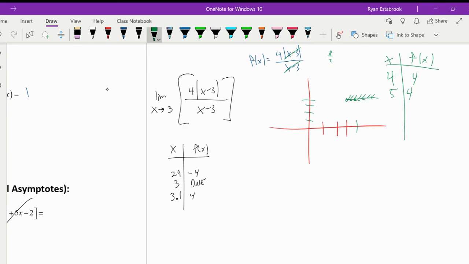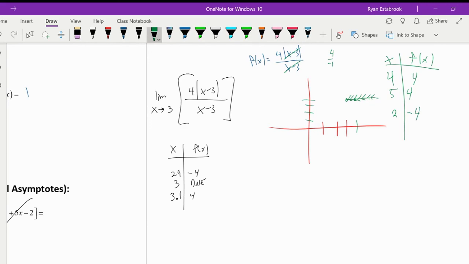But if we plug in something less than 3, like 2, 2 minus 3 is negative 1. The absolute value of negative 1 changes it to the opposite, positive 1. 4 times 1 is 4. And I'm going to plug 2 in for the denominator. 2 minus 3 is negative 1. 4 divided by negative 1 is negative 4, the complete opposite.